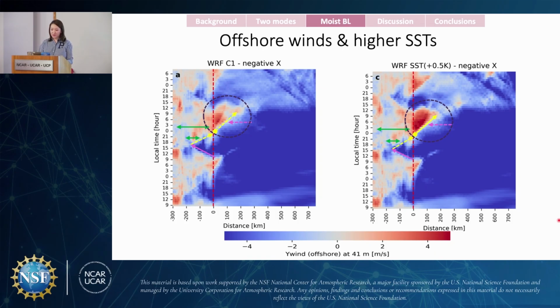The land breeze front keeps triggering new moist convection, and the convection feeds back onto the land breeze. Together, they allow the system to easily travel more than 200 kilometers offshore over warm ocean, and this process clearly depends on warm SST.